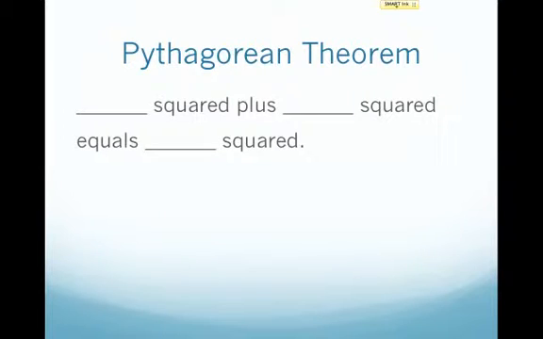Sentence frame, Pythagorean Theorem. Blank squared plus blank squared equals blank squared. So you're going to fill in the missing blanks to form the Pythagorean Theorem. They should be variables.